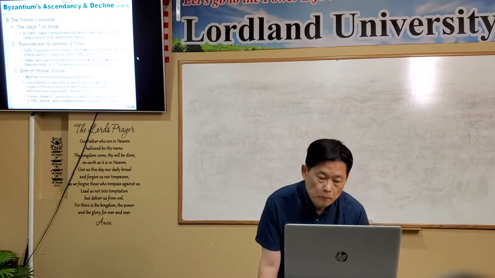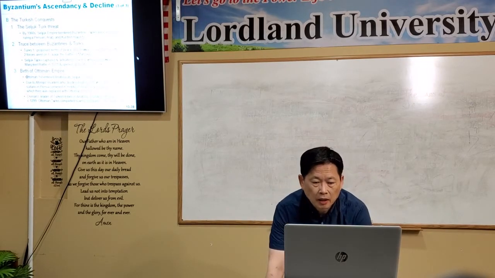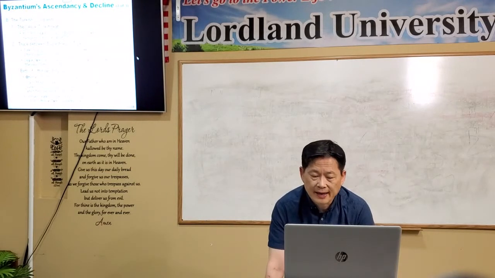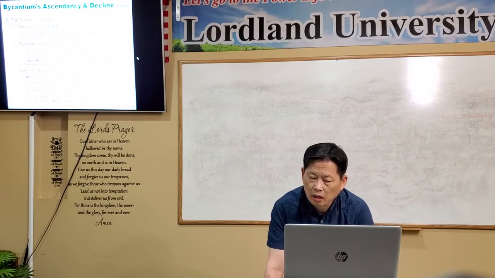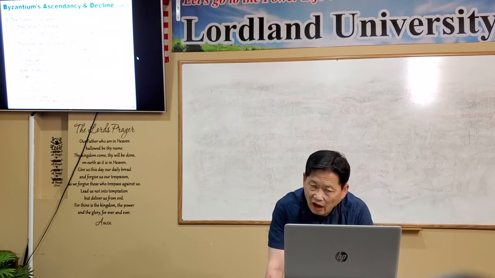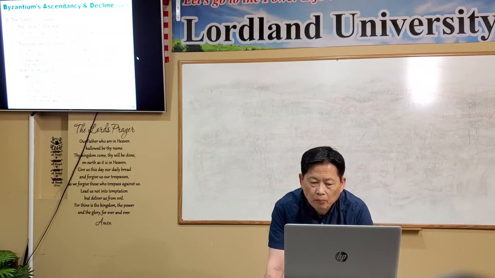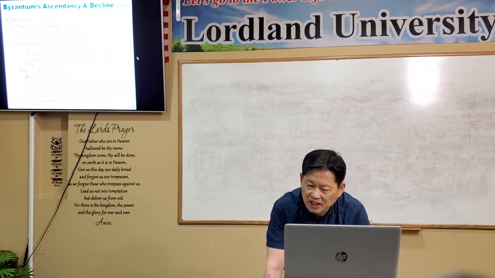Okay. B. Turkish conquest. Number 1. Seljuk Turk threat. By the 1060s, the Seljuk Empire bordered Byzantium.